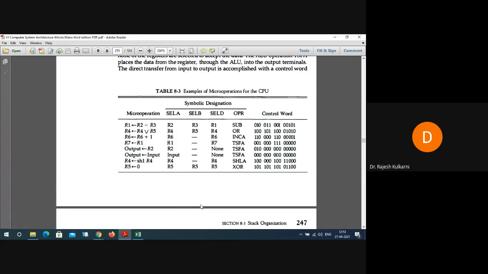Who is next? 74, sir. I am Pujita. Fifth one, sir. R2 directly given to output. Very good. Explain the control word.